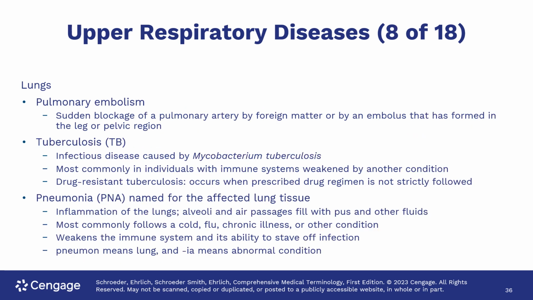A pulmonary embolism is a clot that causes sudden blockage in the pulmonary vasculature or circulation. TB is a bacteria that predominantly affects the lungs, but really can be found anywhere in the body. Pneumonia, I have never seen it abbreviated like this in the past 40 years that I've been a nurse, is inflammation of the lungs that causes the passages to fill with pus and fluid. Pneumo is lung, and EA is an abnormal condition.